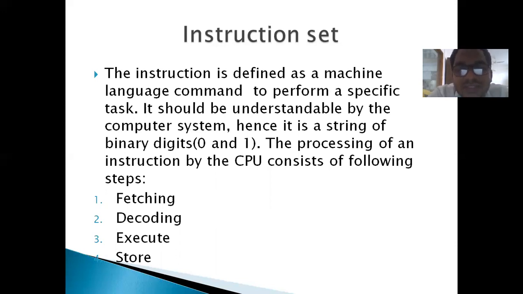The processing of an instruction by the CPU consists of the following steps. What we can understand is that if the CPU has to perform a task, it needs an instruction. Then according to that instruction, the CPU will work.